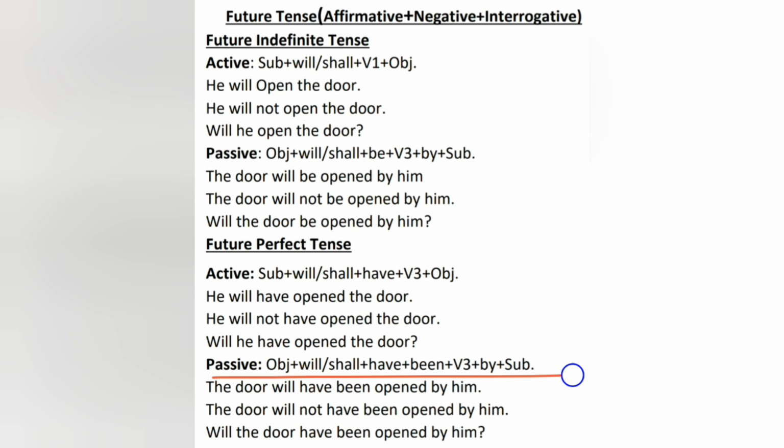The passive methodology is object, will, shall, have been, third form of verb, by, and subject. For example, the door will have been opened by him, and the negative sentence would be, the door will not have been opened by him. And when we make the interrogative form of it, will the door have been opened by him? We will not change the place of any other word instead of this will while making the interrogative sentence.